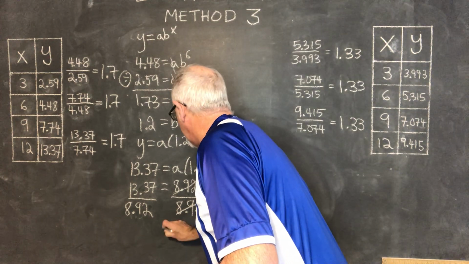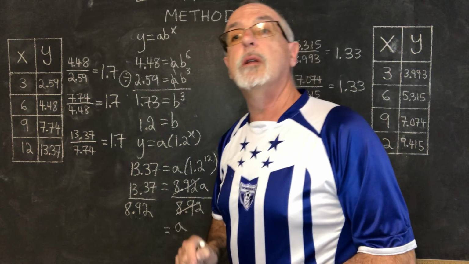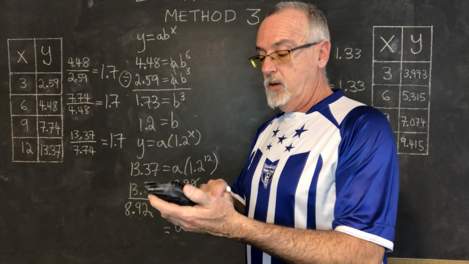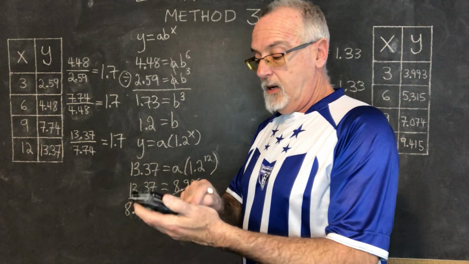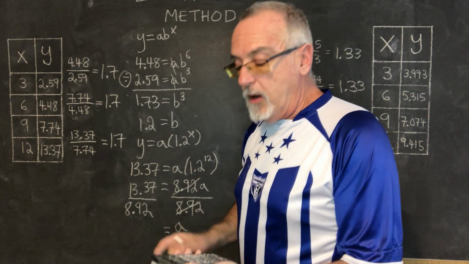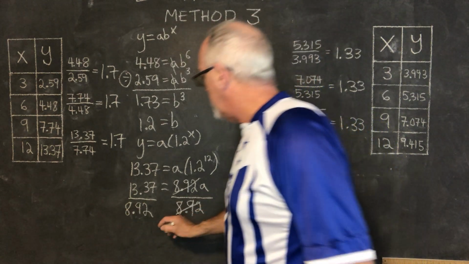8.92. Cancel, cancel. Will this fit if I write it? Yes. A is equal to 13.37 divided by 8.92, which equals 1.4988. I'm going to round that to 1.5.